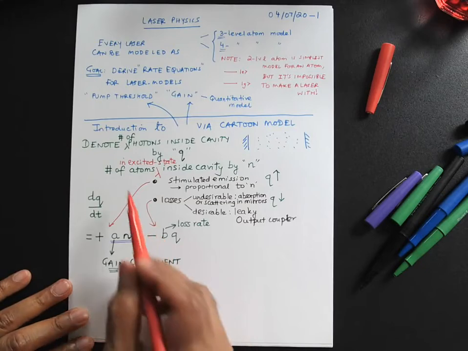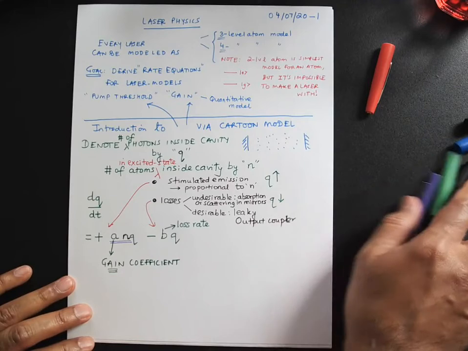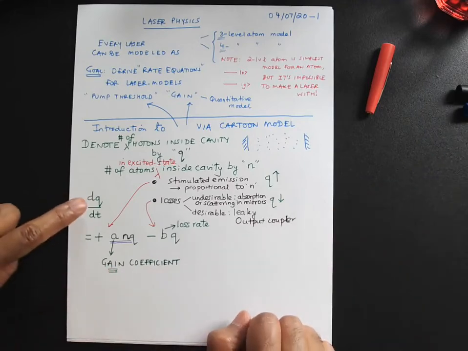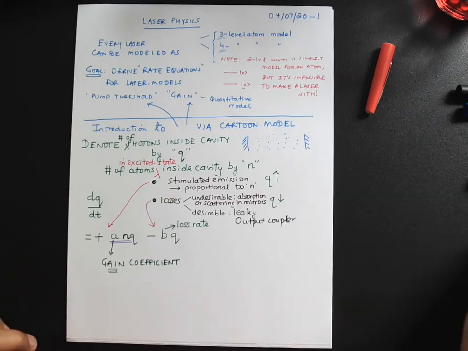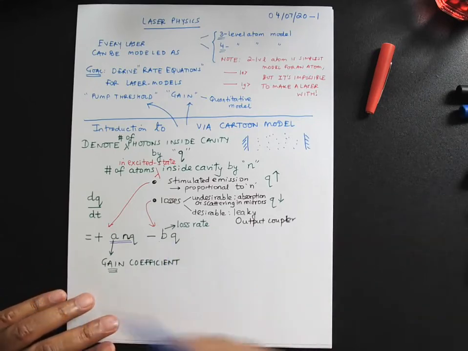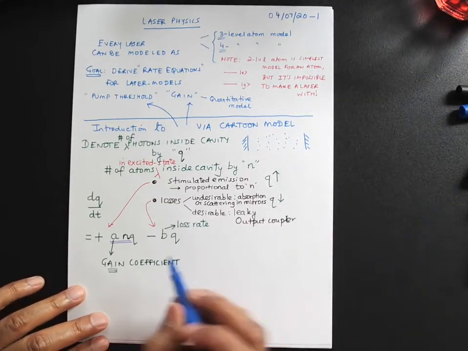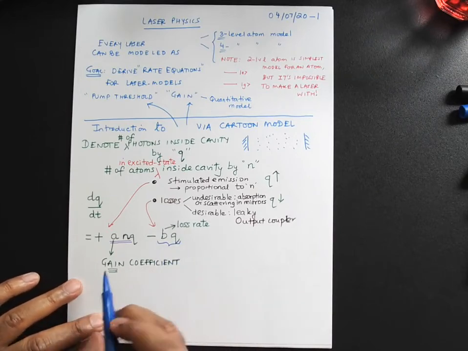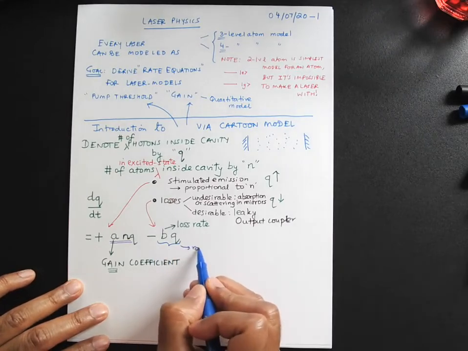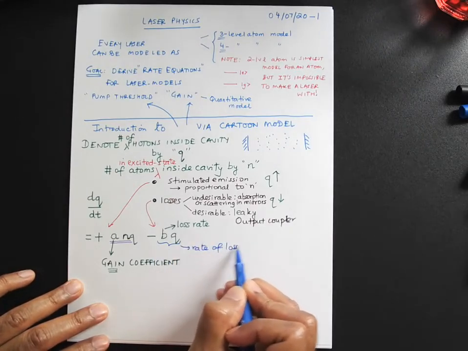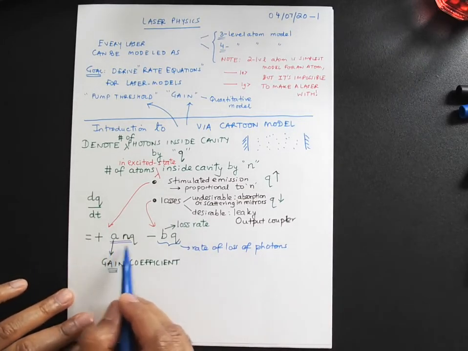That's the loss term, there's the gain term, and this is my differential equation for the intracavity photon number. Note how general this is. It's a very generic sort of equation. It applies to just about any laser you can think of. And so both of these together are just the rate of loss of photons. And this, of course, is the rate of gain of photons.